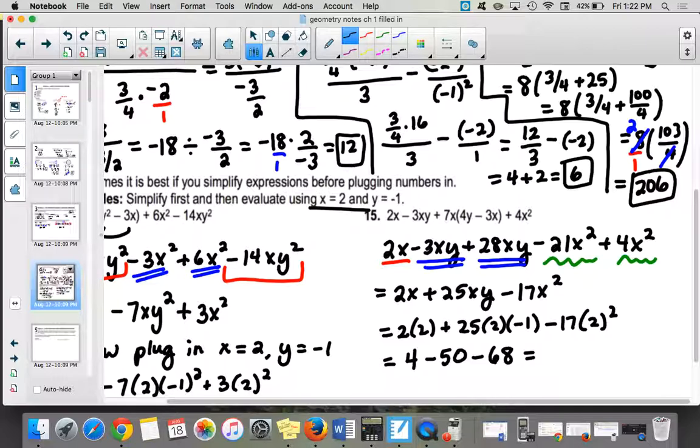So you can combine these in different ways. If you want to do the 4 minus the 50, you get negative 46. And then you can add that to negative 68, right? And combine those numbers. I think you should get 114, negative 114? So yeah, your answer should be negative 114 in the end.